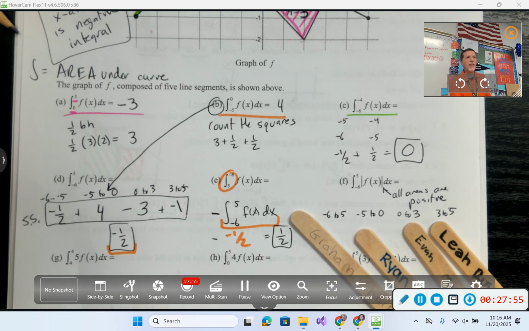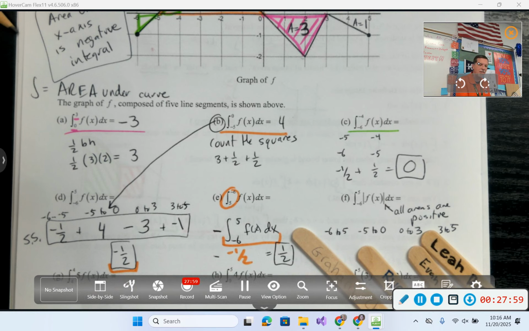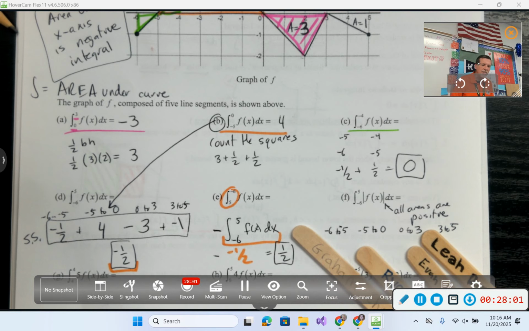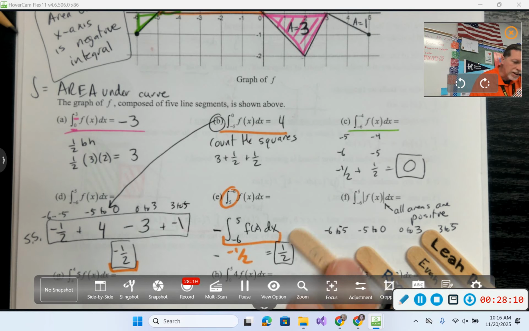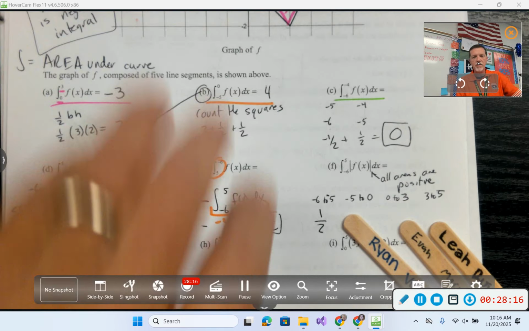So Graham, how about that first piece, from negative 6 to negative 5. It's just negative 1/2. Or no, it would be positive 1/2. Why is it positive? Because of the absolute value. It was negative 1/2 because it's below, but the absolute value makes everything positive, so it's positive.